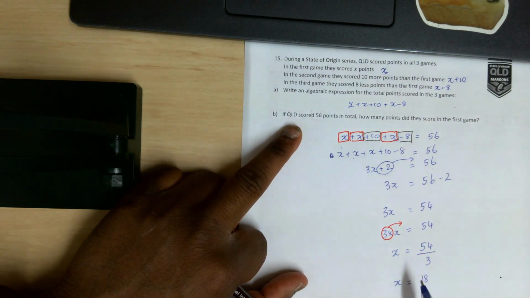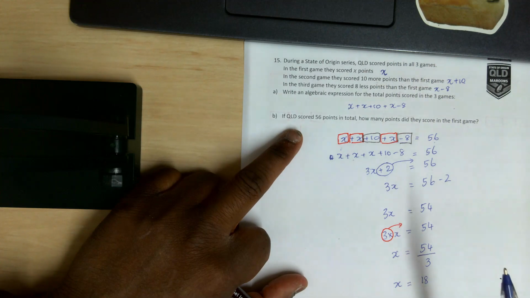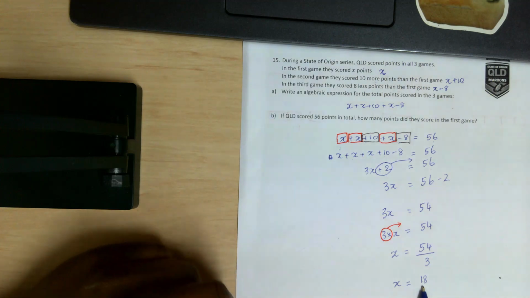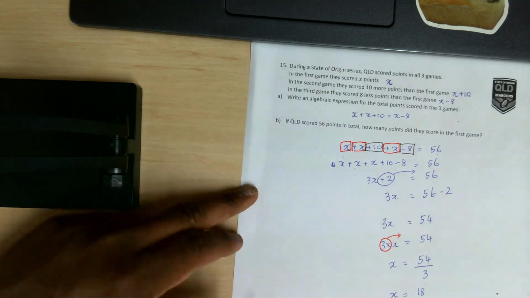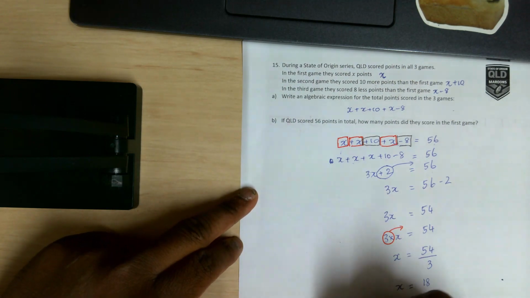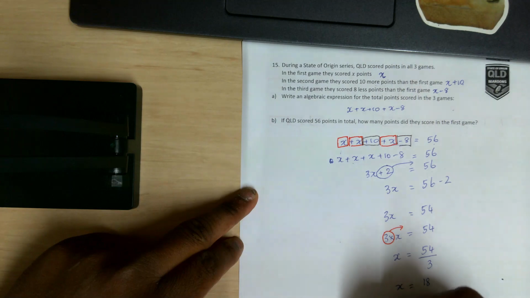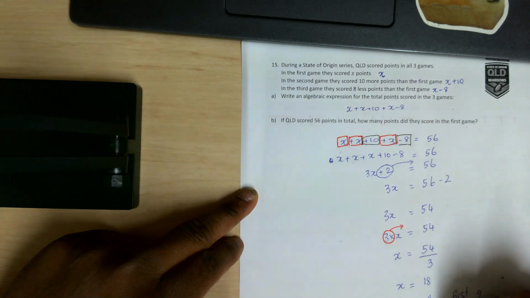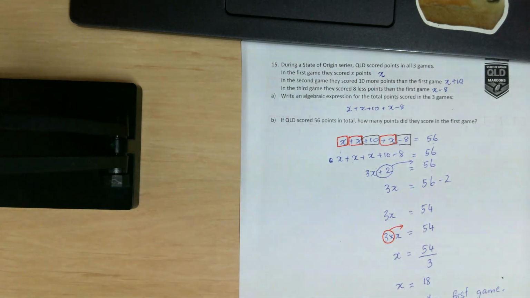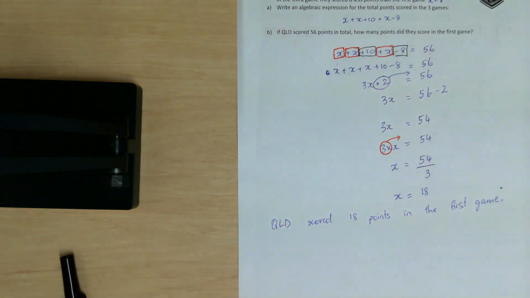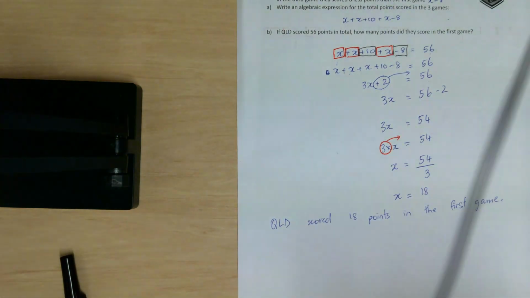So if Queensland scored 56 points, how many points did they score in the first game? They scored 18 points. So Queensland scored 18 points in the first game. And that's the end of the revision sheet.